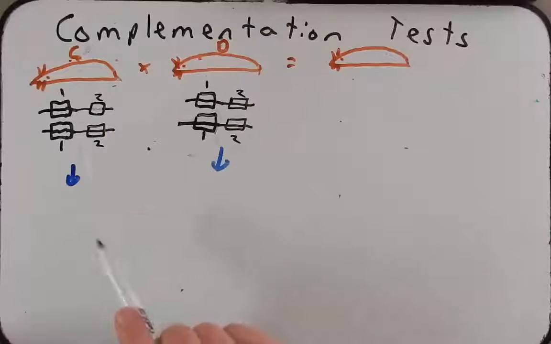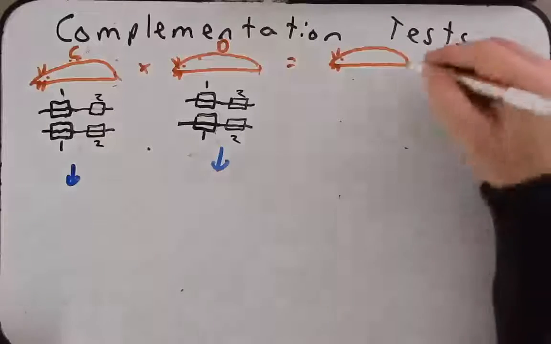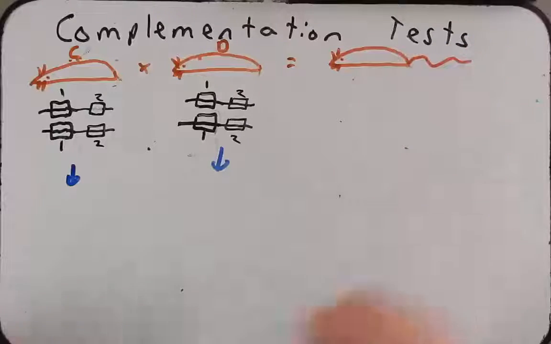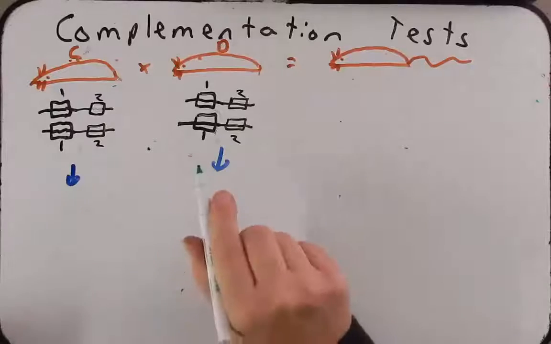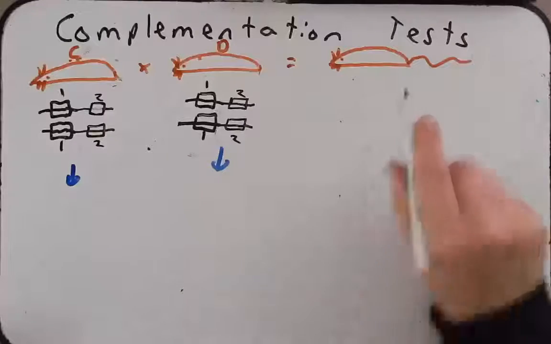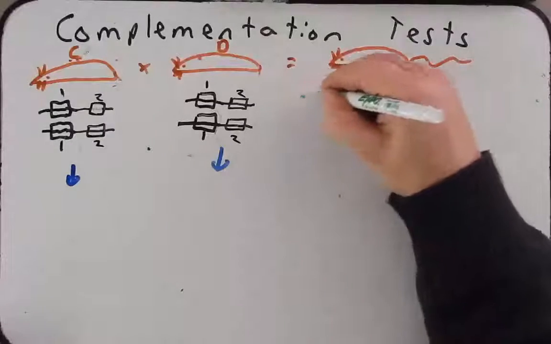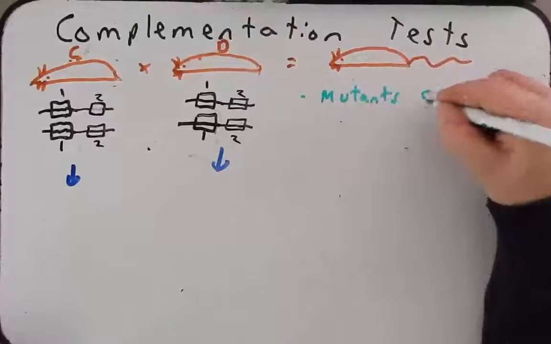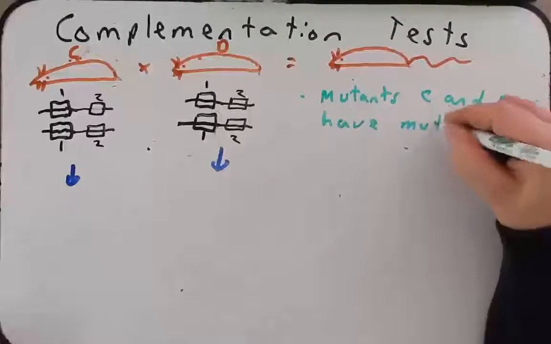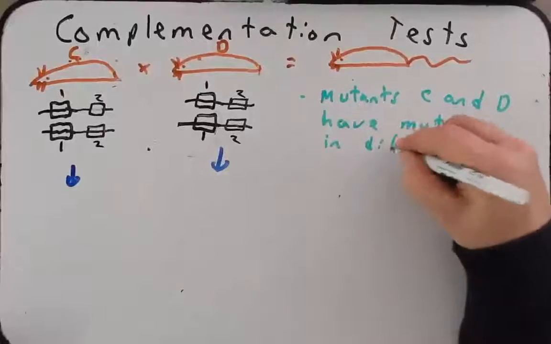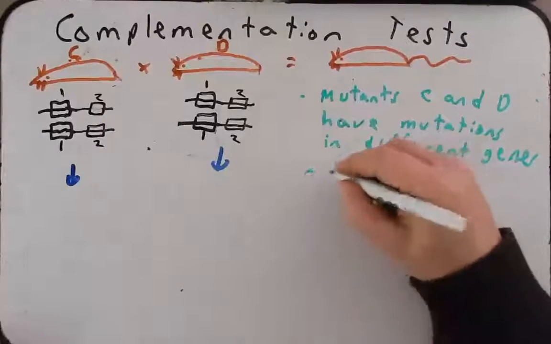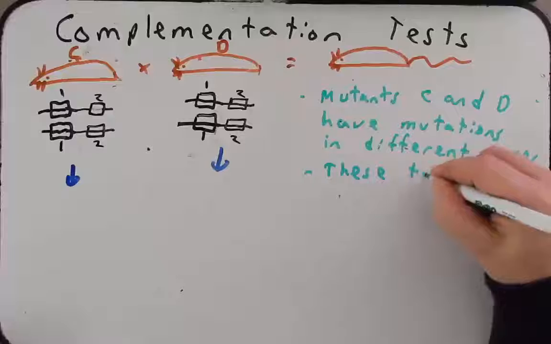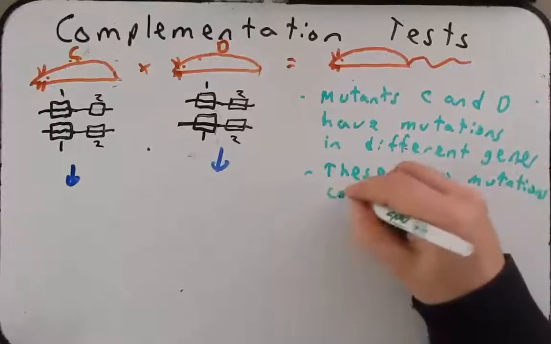Okay, so now let's consider mutant C and D, and let's see what happens when we make those two together. Turns out when we make C and D together, we make progeny mice that all have a tail. From our rules, we know that if we take two mutants and when we mate them, the progeny are all restored to wild type, we say then that mutant C and D have mutations in different genes. We say that these mutations, so these two mutations, complement each other.